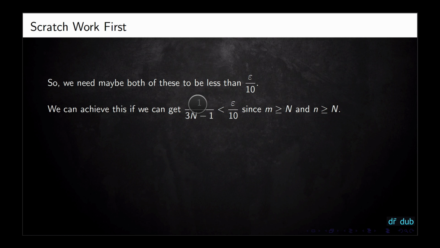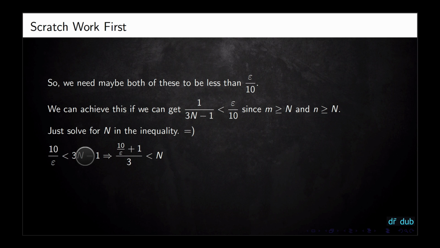The reciprocal, if I stick little m and little n in the denominator, is going to be less than 1 over capital N. So 1 over little 3m minus 1 will be less than 1 over 3 capital N minus 1. So we're good to go if we can make this work out. Well, how do we make this inequality work out? Well, we just solve for capital N in that inequality.